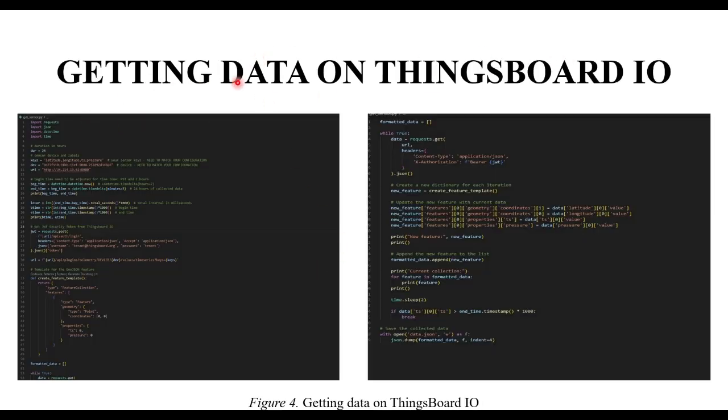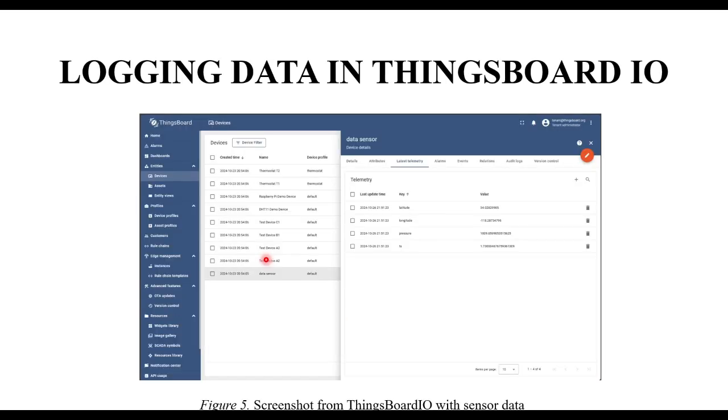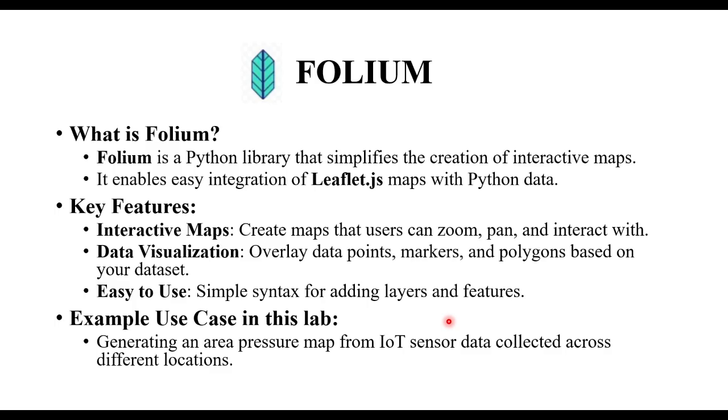So this is getting data on ThingsBoard IO. All this code will be explained later in the video. So this is a logging of data in ThingsBoard IO. As you can see, we have longitude, latitude, pressure, and timestamp.